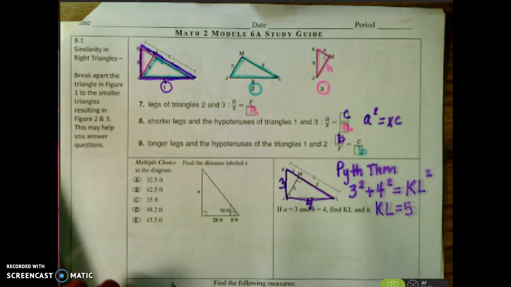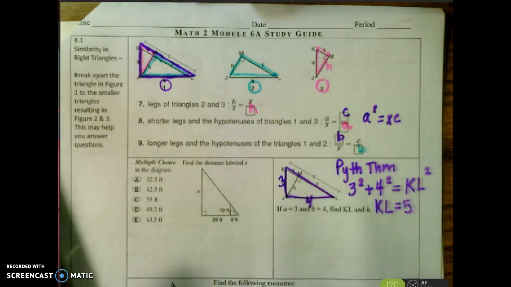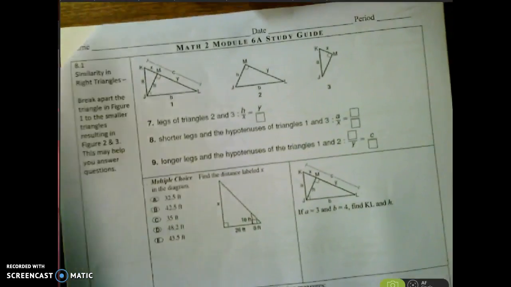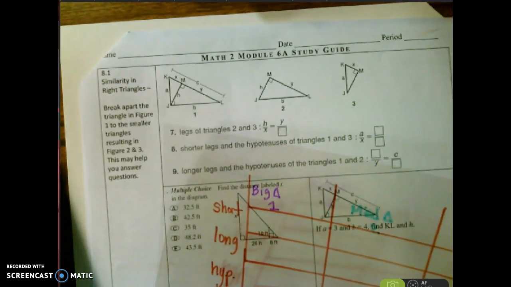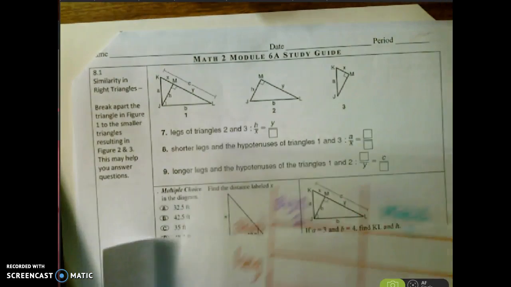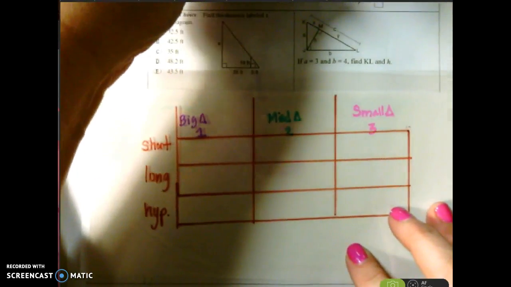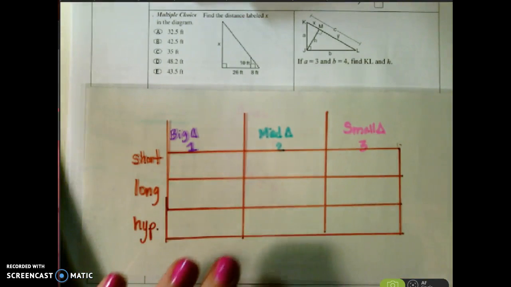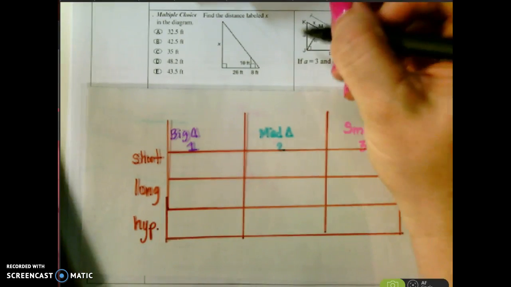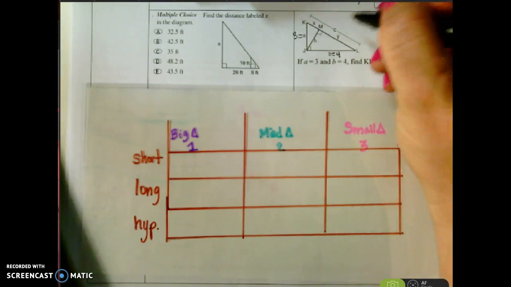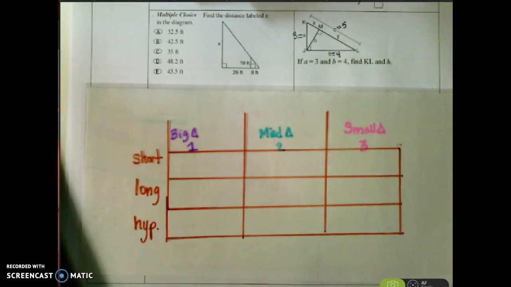So one of the things that I like to use is a chart. So let me just show you the chart that I've made here. So here's a chart that I've made, and it has to do with this problem here. And again, as I said, we already know that this is 3, and this is 4, and this is 5. Okay, so we know those pieces.